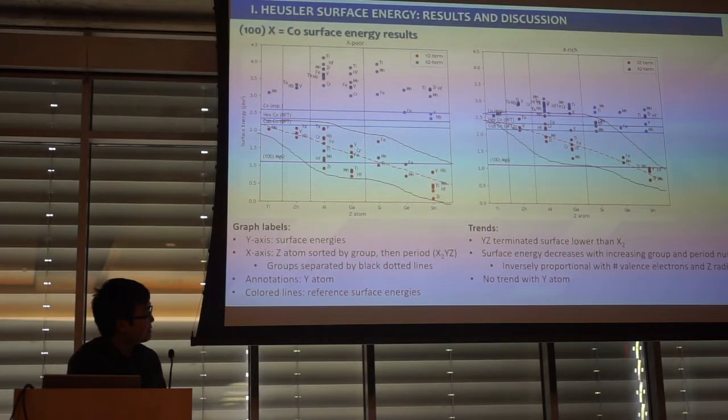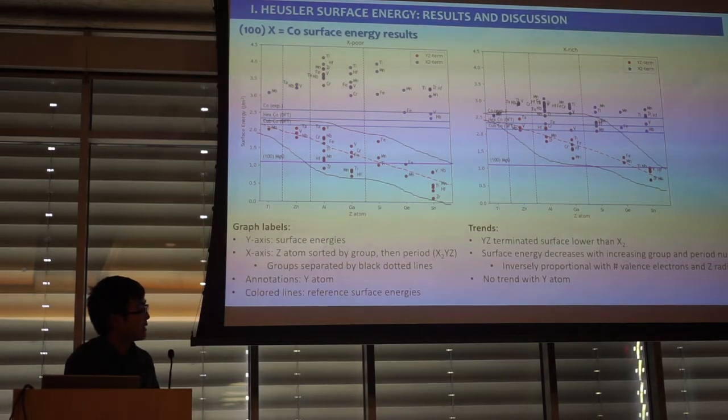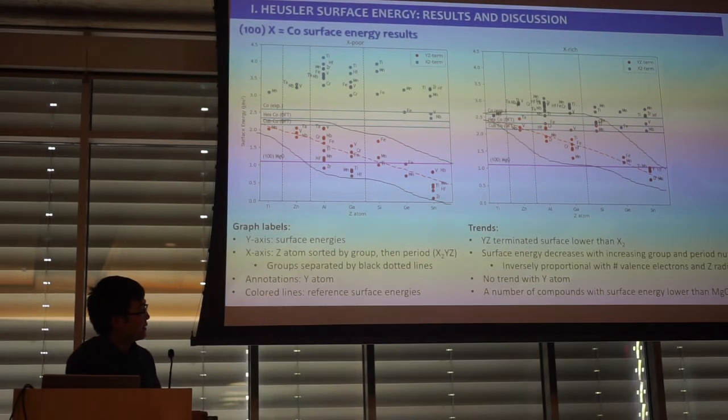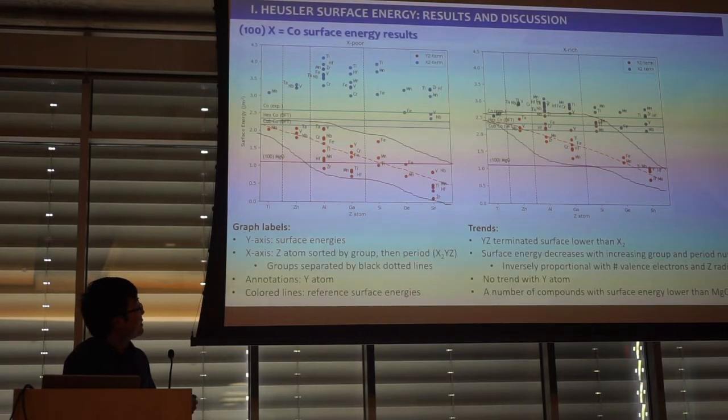It's kind of hard to see, but we don't find any trend with the Y atom. Just from other plots that we looked at, we didn't see any trend with the Y atom. We also note that we find a number of compounds with surface energy lower than MgO. So you can see those. There's a few points that are lower than this purple line.